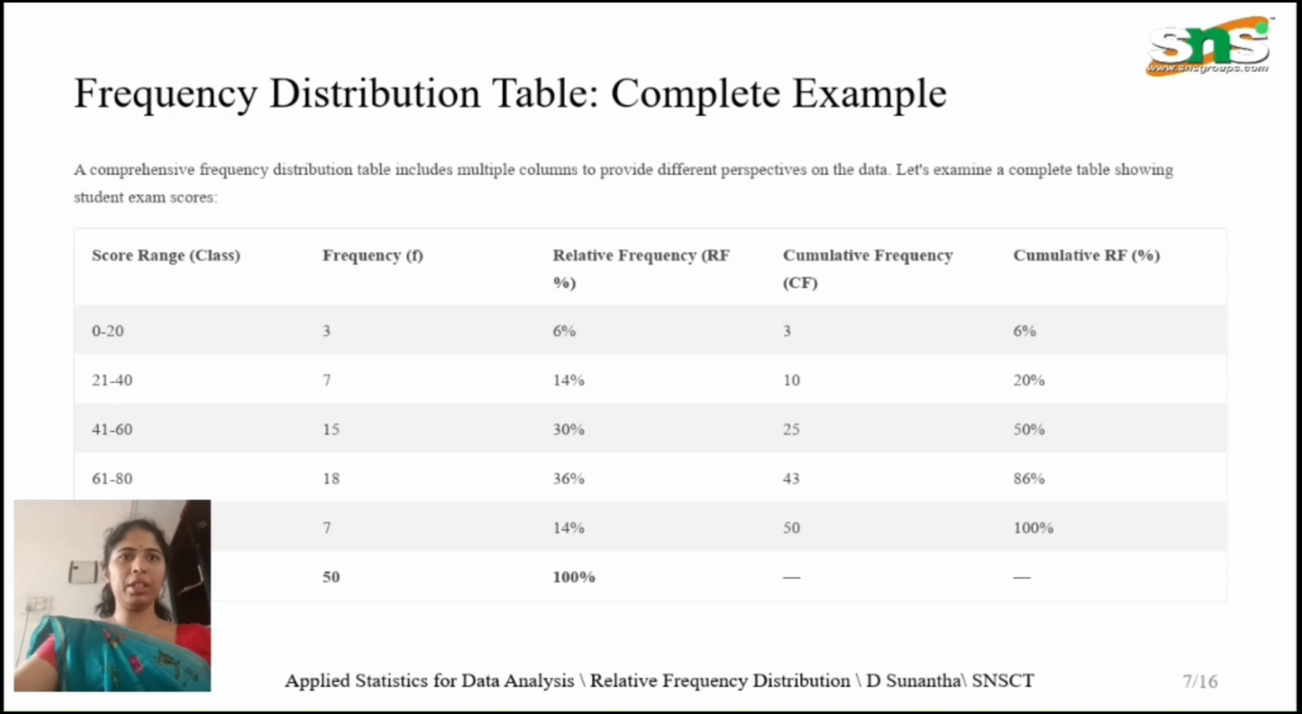This is a complete example. In this table we can see this is the same problem which I have taken in the previous video. Here, first the courses are there, then frequencies are calculated. So the relative frequency will be 3 divided by 50, 7 by 50, 15 by 50, 18 by 50 and 7 by 50. For that the relative frequency is calculated. For the same we have calculated the cumulative frequency and cumulative frequency percentage.